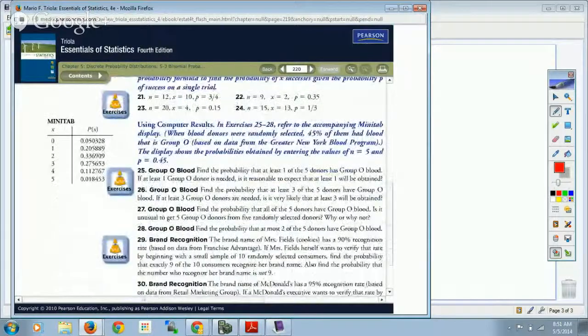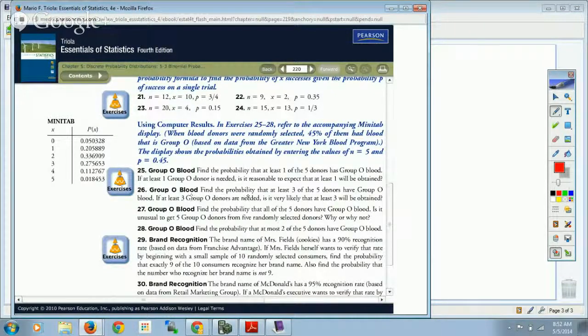Let's jump down here. Now here, they are generating a binomial distribution for us, and they're saying the probability of a success here is 45%. So let's see, here's the Minitab table. I can make this table for you on a spreadsheet in a moment. P is 45. We want to know when blood donors are randomly selected, 45% of them had blood that is group O. The display shows the probability obtained by entering the values n equals 5. So what we're doing is we're randomly selecting 5 people, and we want to know what's the probability that some number of them have group O.